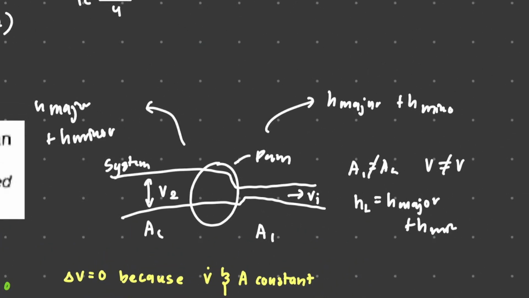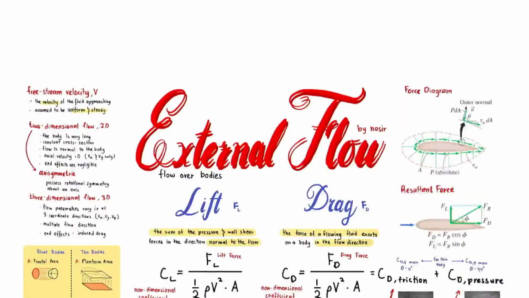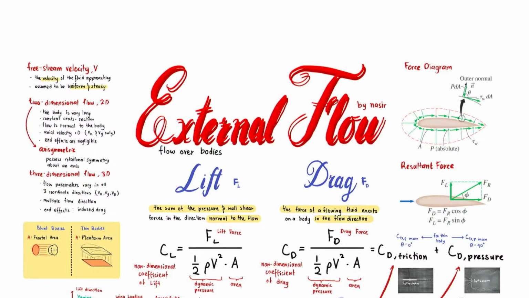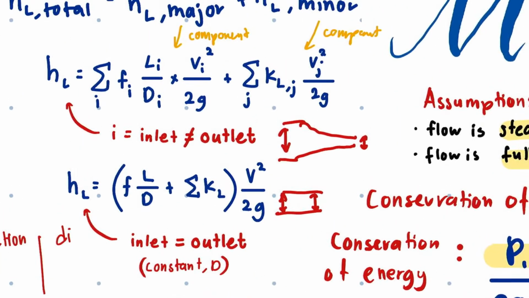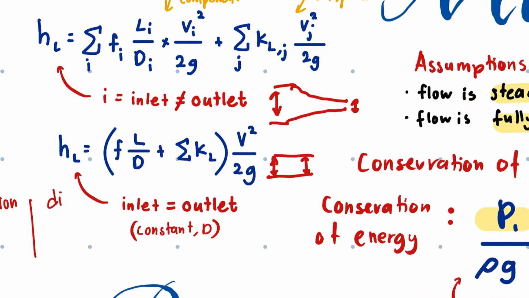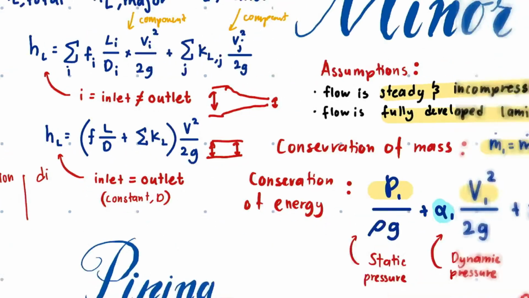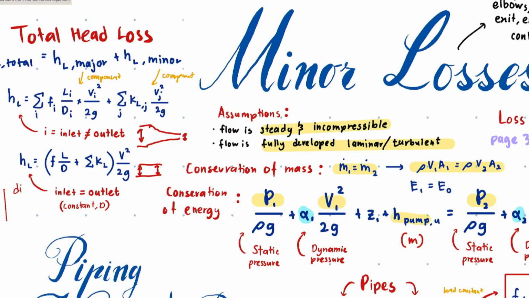Okay, so that is a little bit about the inlet and outlet. If the inlet equals the outlet, if there is no change in diameter, then you can use this equation, which is quite simple: HL equals FL over D plus the total of the coefficients, multiplied by V squared over 2g. Okay, so that is the minor loss.